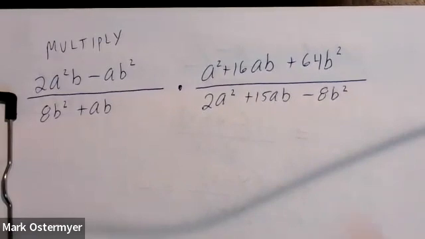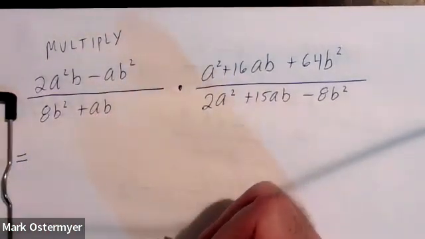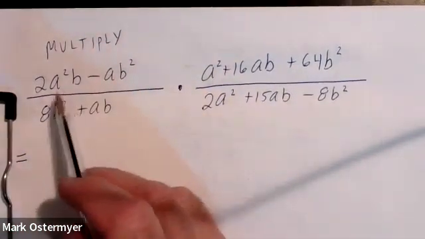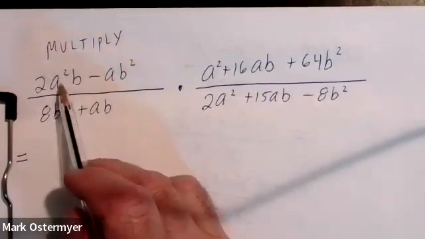All right, so first of all, we have to factor all of our numerators and denominators completely. So what can I factor out of both these terms here? Anything?